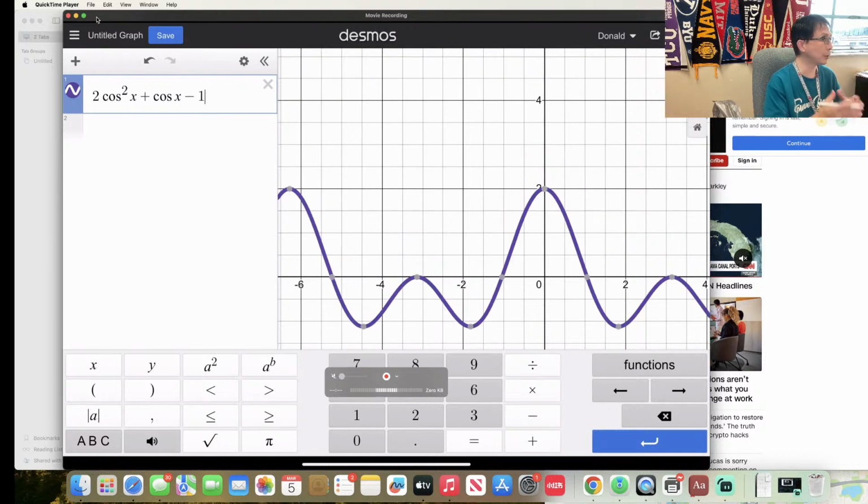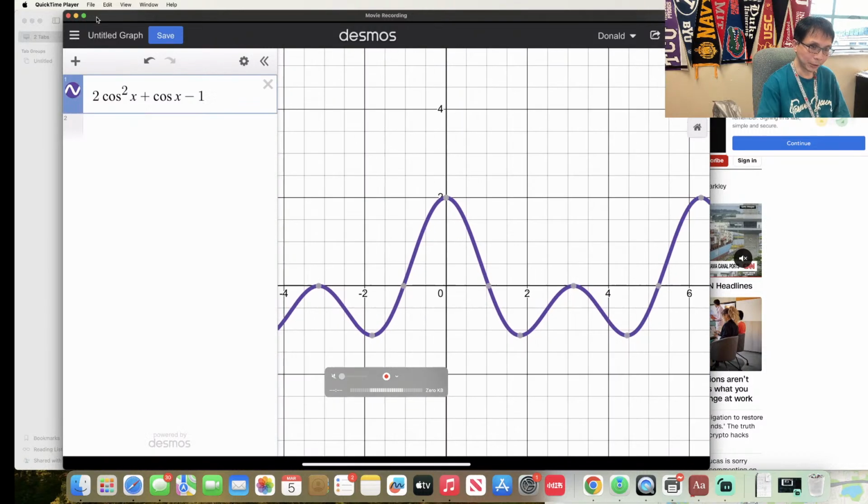Do I graph equal to or less than? No, I just look for this region. So I'm looking for greater than 0. I have to do 0 to pi over 3. They are above the x-axis. That's greater than 0. Does that make sense? It's above the x-axis, so it's greater than 0. Does everybody understand this part?